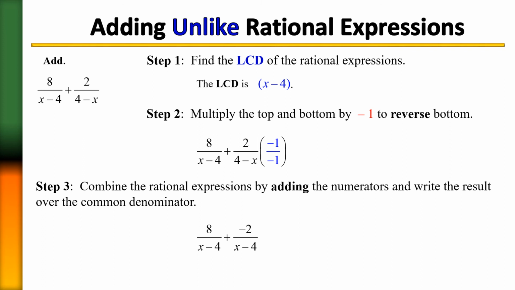And now that the denominators are the same, we can go ahead and combine the top while keeping their same common denominator of x minus 4. So you know that when we combine the top, 8 minus 2 is going to give us 6 over my LCD of x minus 4. And there you have it, adding unlike rational expressions in a scenario where the denominators are opposites of each other.